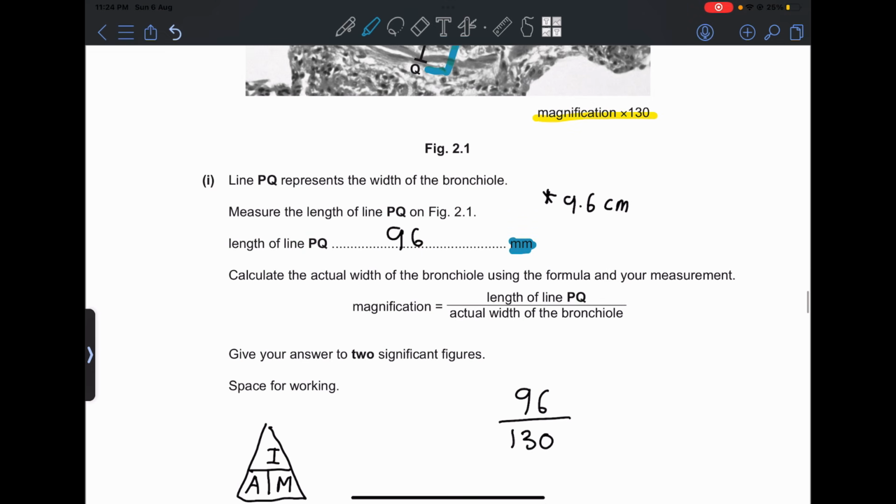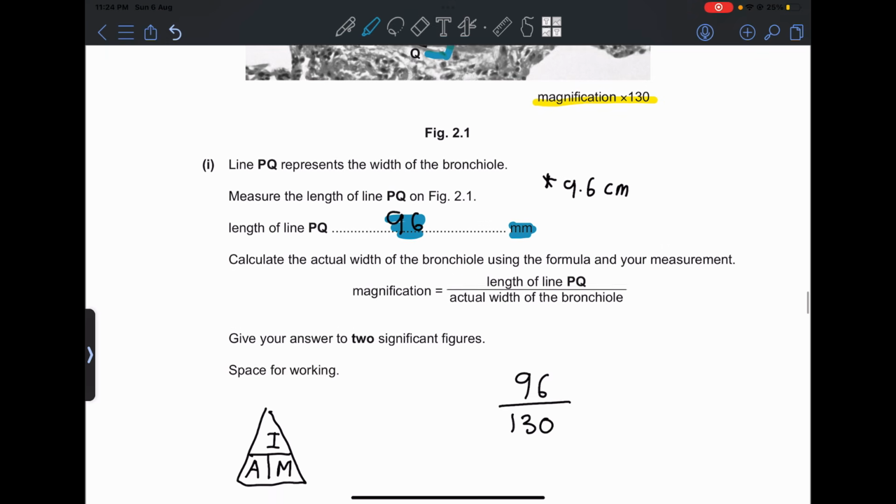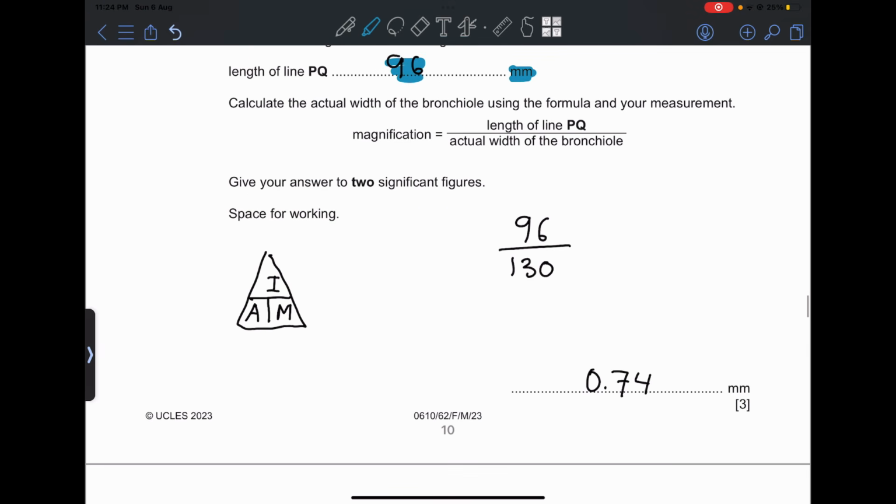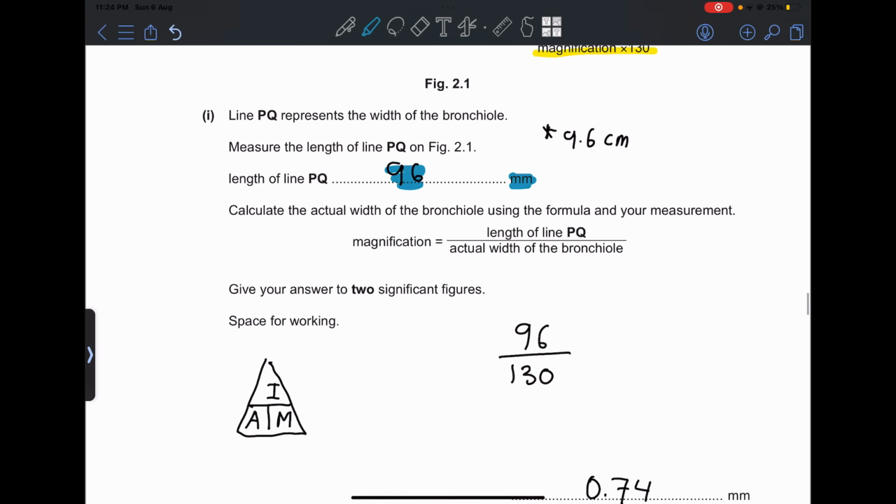So over here I got 9.6 centimeters. You can get another answer, so this depends on your printing of the paper, and I got 96 millimeters. Calculate the actual width of the bronchiole using the formula and your measurement. Give your answer to two significant figures. Space for working over here.